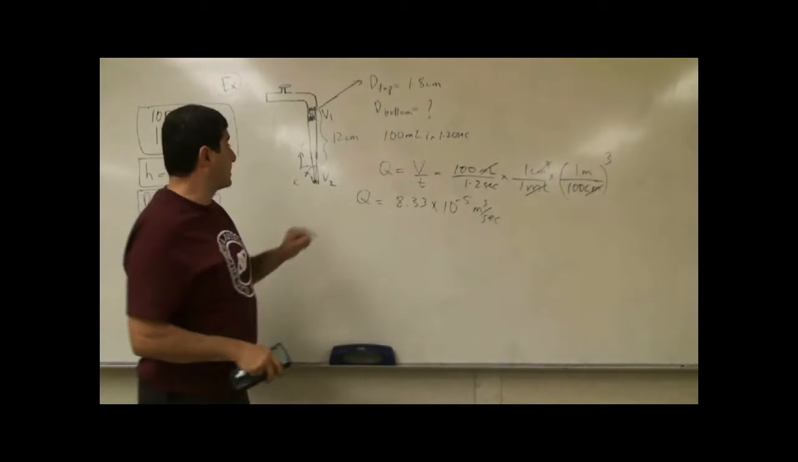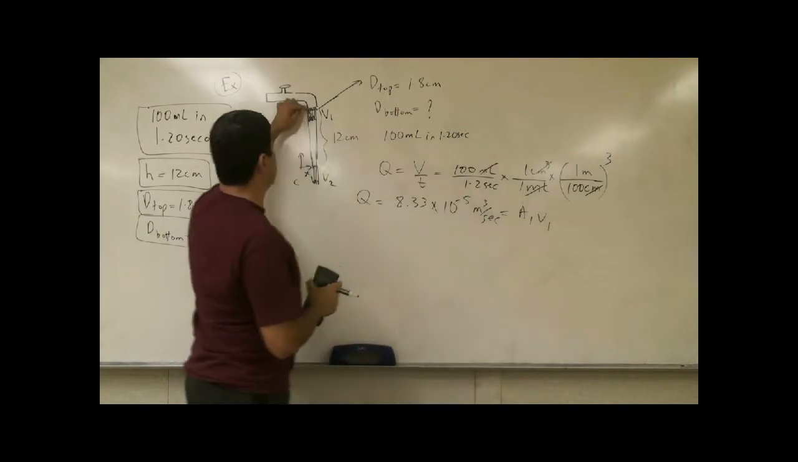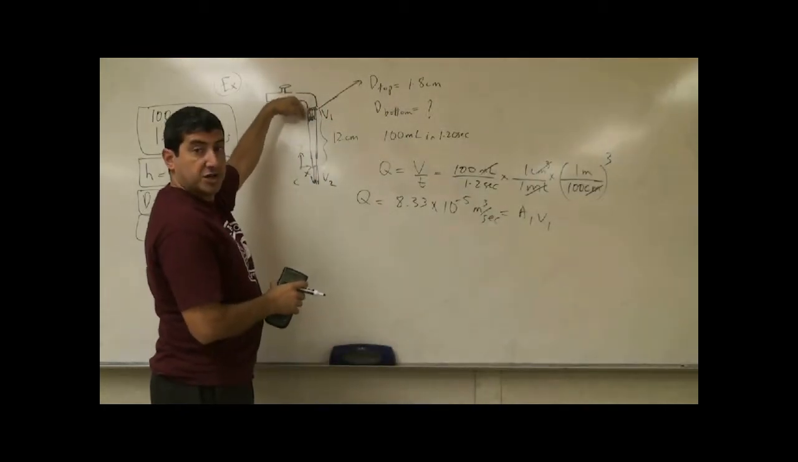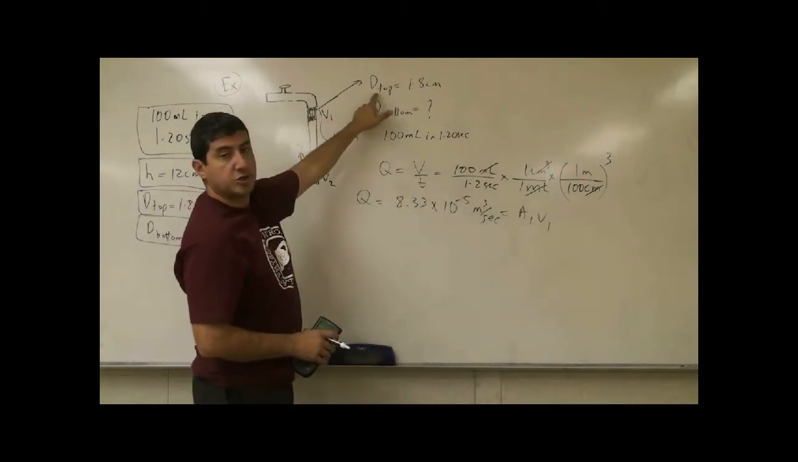Now we can use the fact that Q is equal to A1 V1. We don't know the velocity with which the water starts going down from the top, but we can calculate that because we are given the diameter of the top.